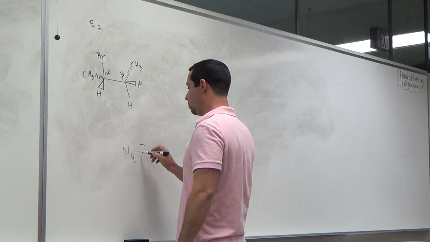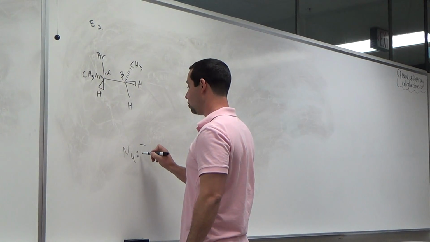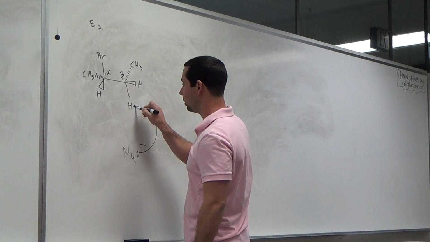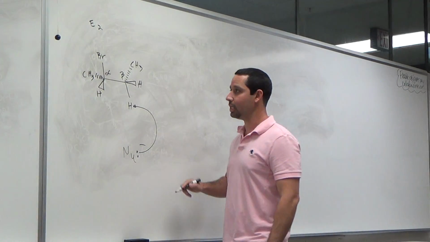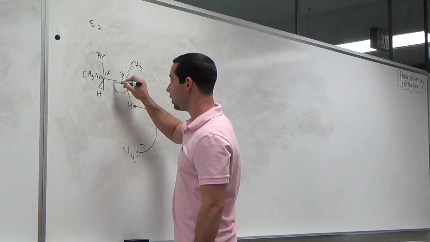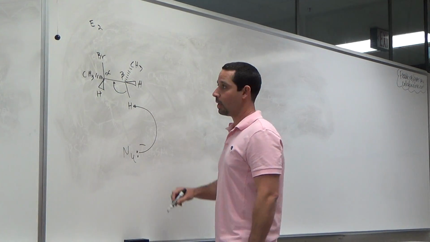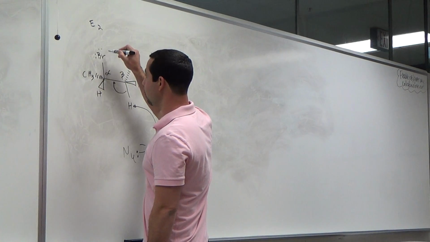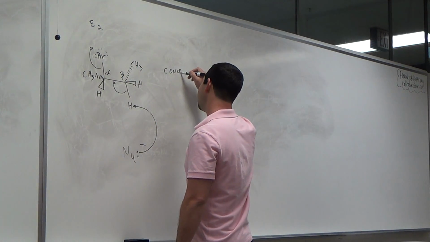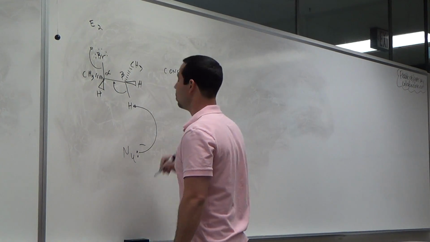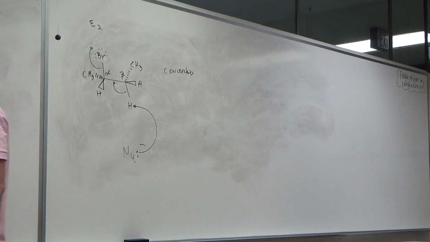So, what is this going to do? This is going to attack that proton. It's going to take it. And this electron pair is going to make a double bond here. And the leaving group is going to leave. All of this happens at the same time. So it is said that this mechanism is concerted. How many steps does that mechanism take place in? One single step. It is two reactant molecules, but one step.